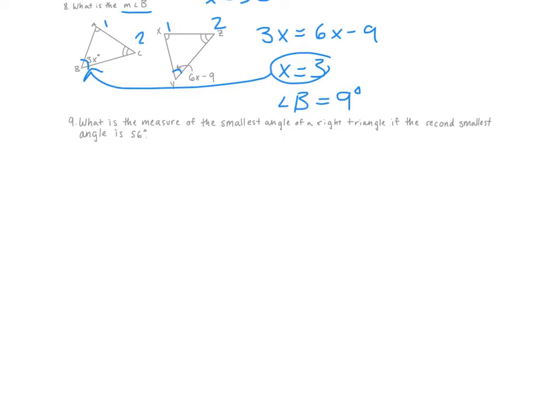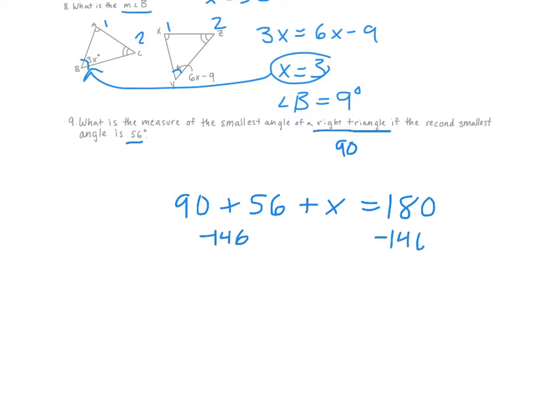Number 9, what is the measure of the smallest angle of a right triangle if the second smallest angle is 56? Casey. 34. So we know that we have a right triangle here. So one of the angles is going to be 90. Our other angle is 56. We need to find that third angle, so we can just call it x. So we have 90 plus 56 plus x is equal to 180. So what's 90 plus 56? 146. So we subtract that from both sides. And we get x is equal to 34 degrees.